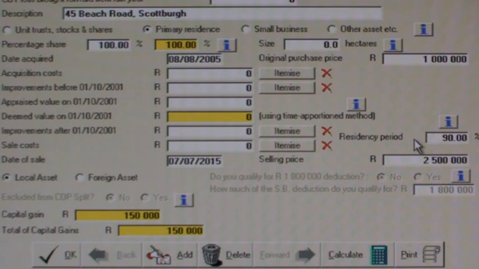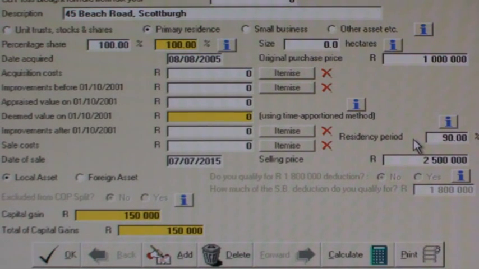Here we have a primary residence which we bought in 2005 for R1 million and sold recently for 2.5 million. With a profit of 1.5 million and a primary residence exclusion of 2 million rand, we would expect zero capital gain, but we can see a capital gain of 150,000 rand. You see, with the residency period in the equation, the primary residence exclusion pretty much goes out of the window unless the residency percentage multiplied by the profit exceeds the primary residence exclusion.